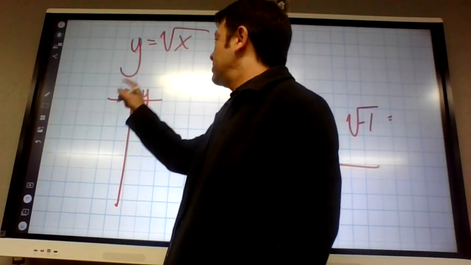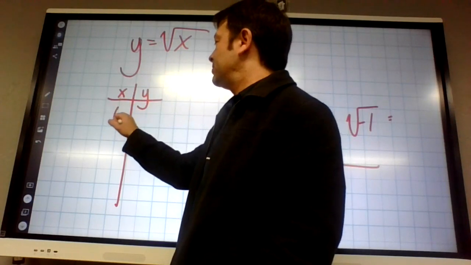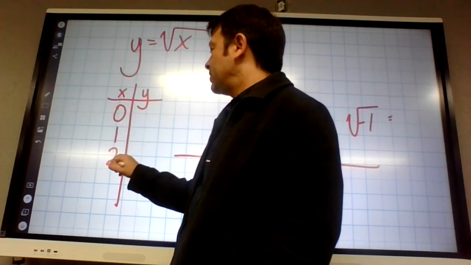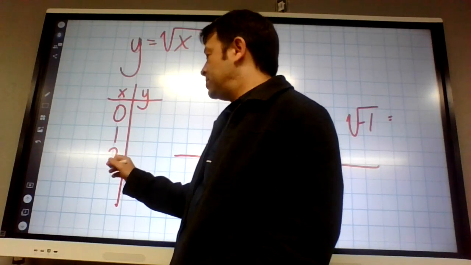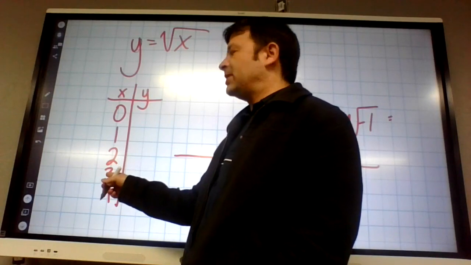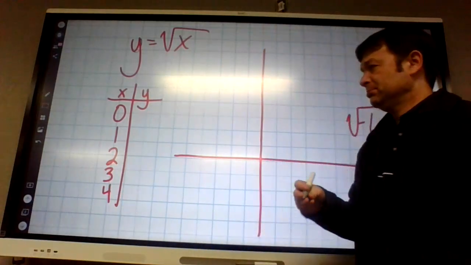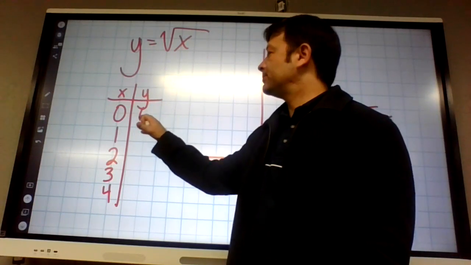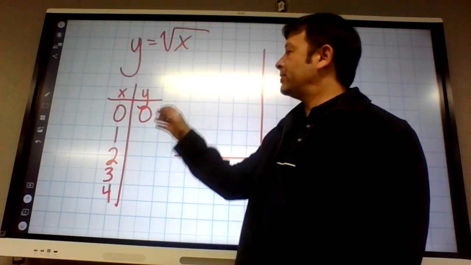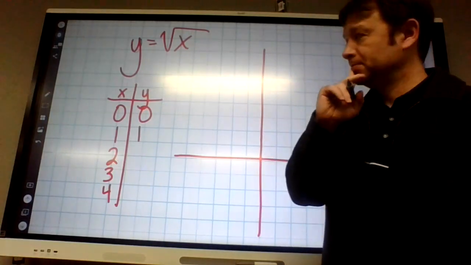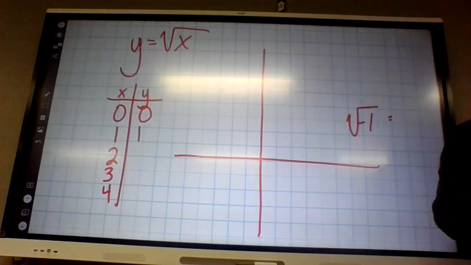So does 0 have a square root? Yes. 1 and 4, 2 and 3, these do have square roots. It's just that they are messy, right? So if I plug in 0, what do I get? 0. If I plug in 1, what do I get? 1. If I plug in 2, what do I get? Square root of 2.